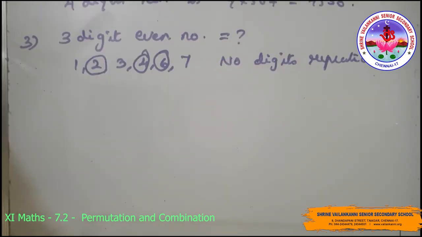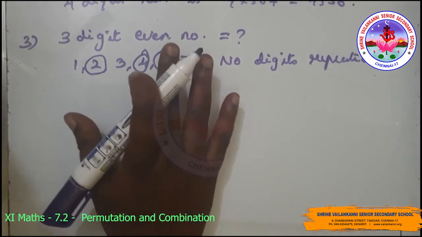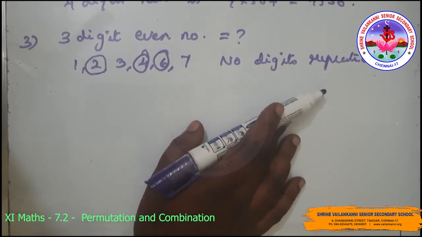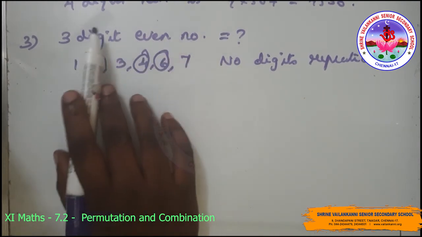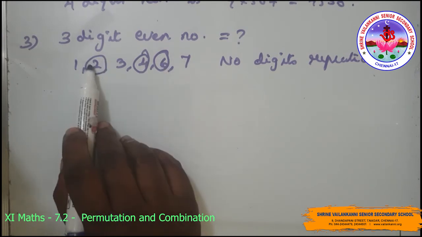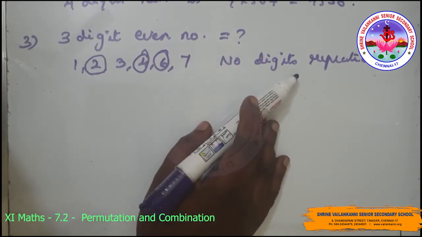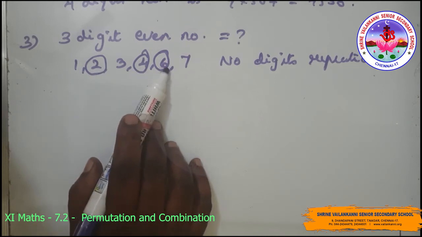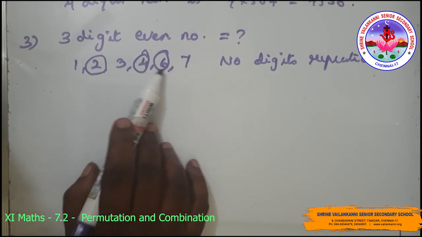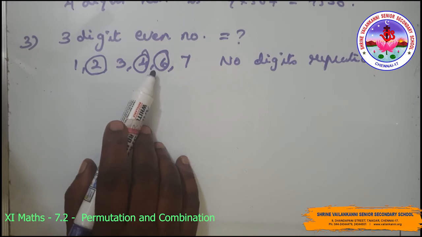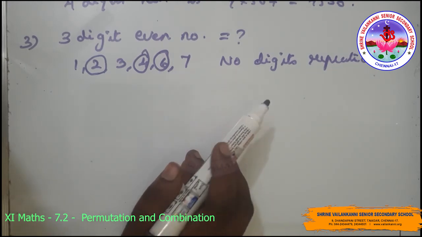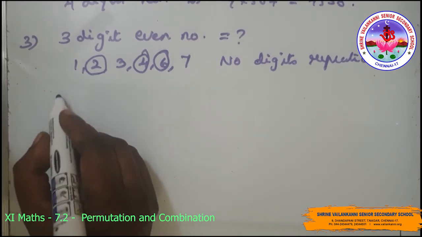Third question: how many 3-digit even numbers can be made using the digits 1, 2, 3, 4, 6, 7 if no digit is repeated? We have to form a 3-digit even number using these digits. Repetition is not allowed. So 2, 4, 6 are the 3 digits which can be filled in the units place, so that we can get a 3-digit even number. So the units place can be filled in 3 ways.